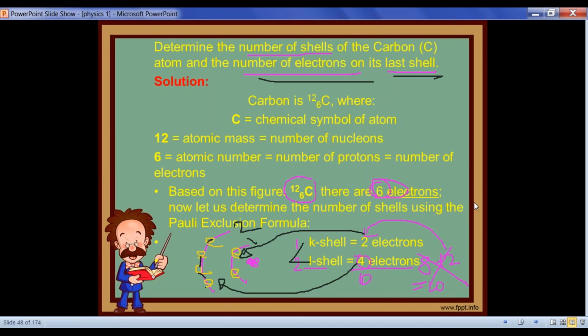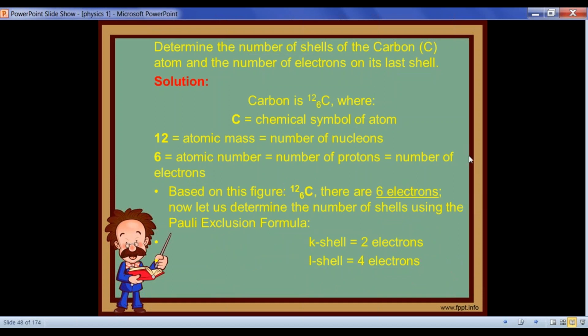So, I hope clear po siya. So, another example po para mas maintindihan po natin.